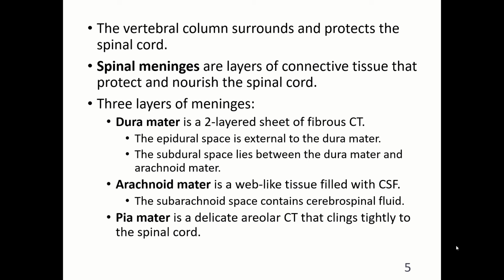There are spaces that are important that correspond with each meninges. For the dura mater, there is the epidural space and the subdural space. The epidural space is external to the dura mater, whereas the subdural space lies between the dura mater and the arachnoid mater. The arachnoid mater has a subarachnoid space, which contains cerebrospinal fluid.